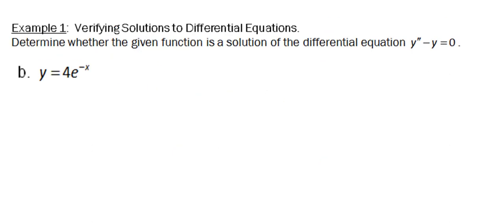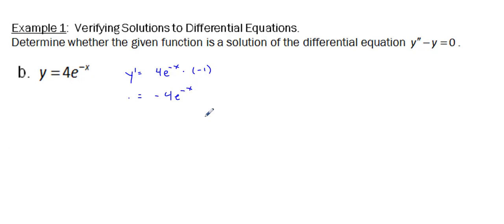Determine if this function y equals 4e to the negative x is a solution to that same differential equation. All right, we get y prime equals 4e to the negative x times negative 1, correct? Okay, that's where they're going to get us. We will forget the chain rule, correct? So then I can just take a second and write that. Negative 4e to the negative x.